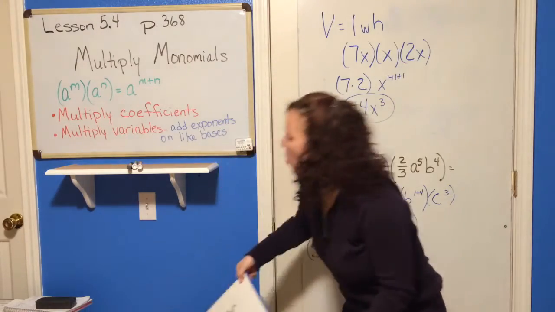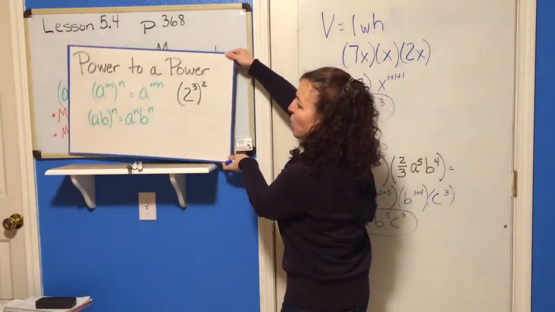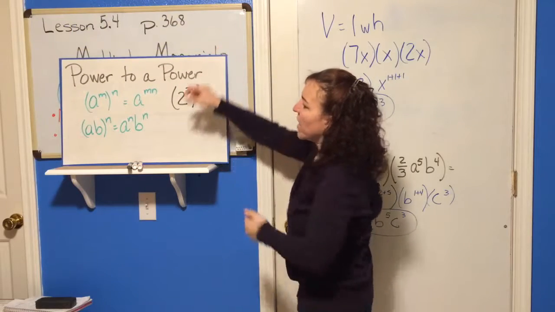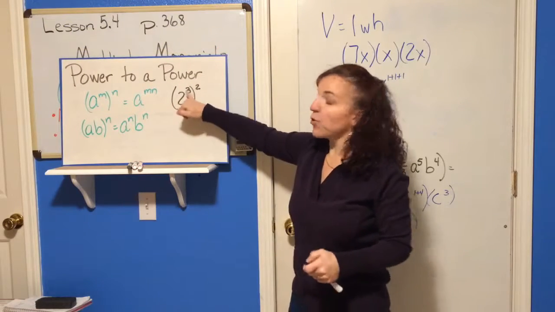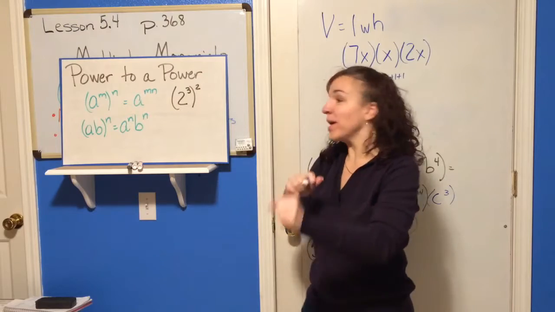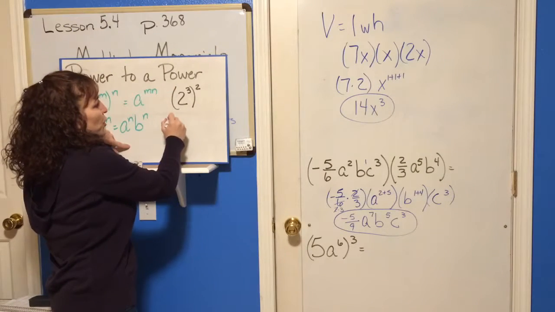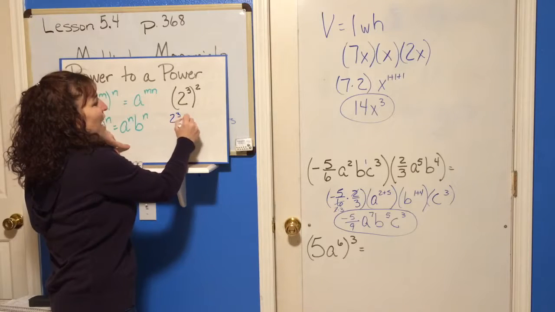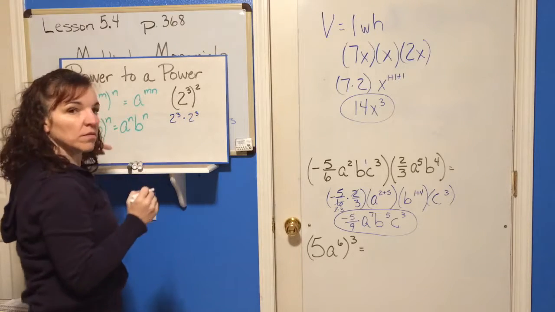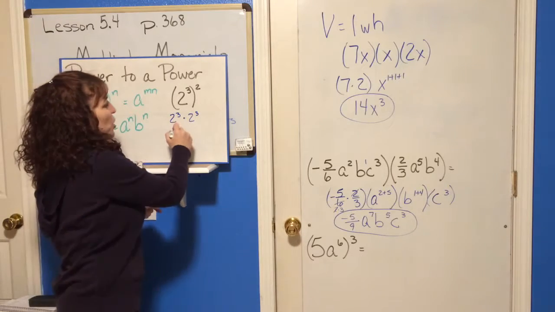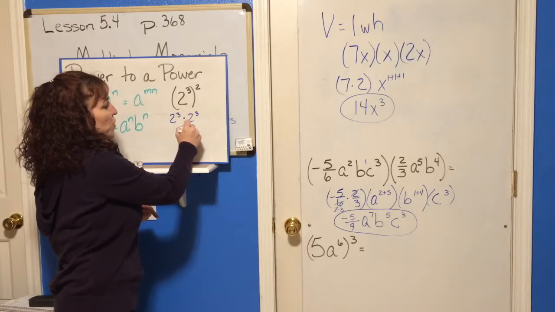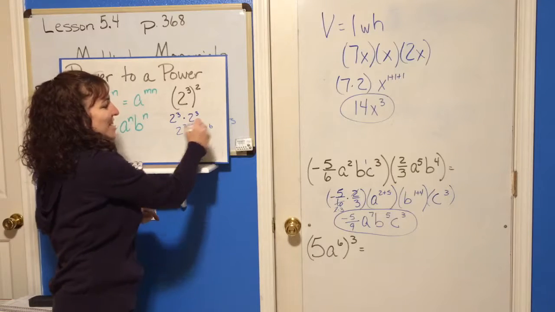Now, if you want to take a power to a power, if you've got 2 to the third raised to the squared power, what this means is 2 to the third times 2 to the third. So now this is 2 to the 3 plus 3, or 2 to the 6th.